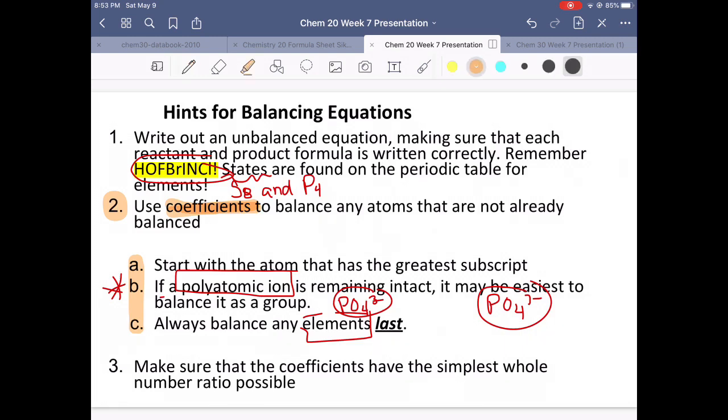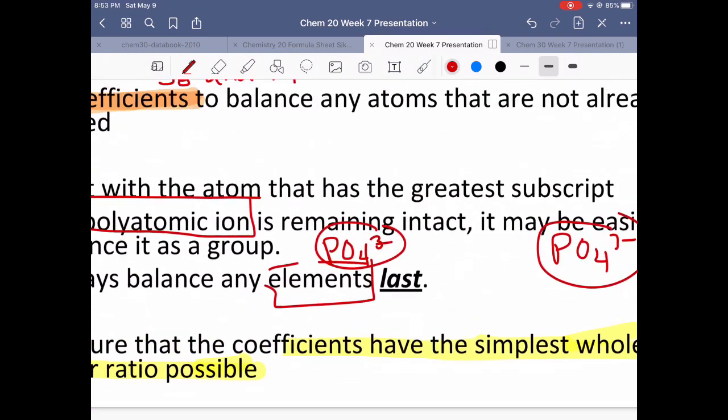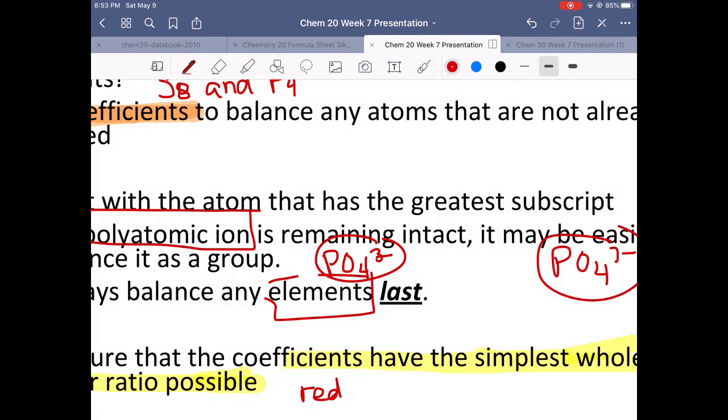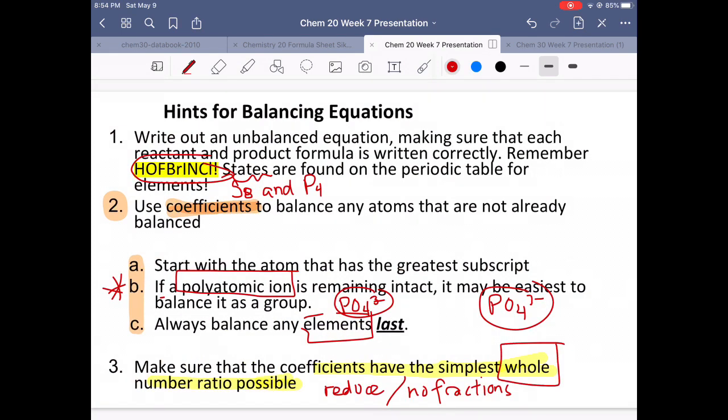This is important too, guys: the coefficients have to have the simplest whole number ratio. I mentioned that before, and I mean that if you can reduce it, you should. What if you can divide every coefficient you put there by 2? Well, you better do that, reduce. And like I mentioned, no fractions, no decimals. We need whole numbers, okay? So 1/2 is not okay.